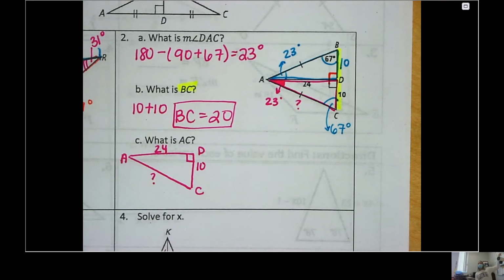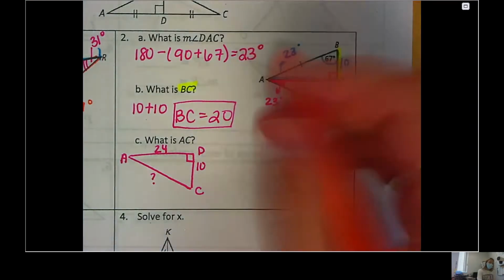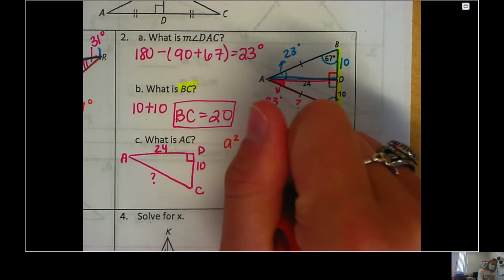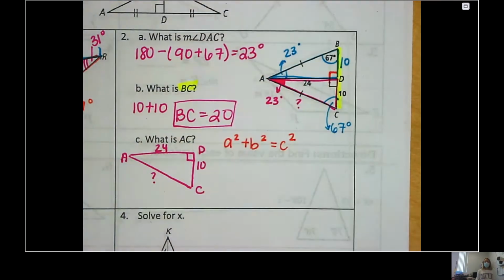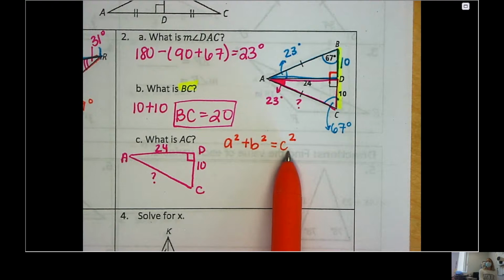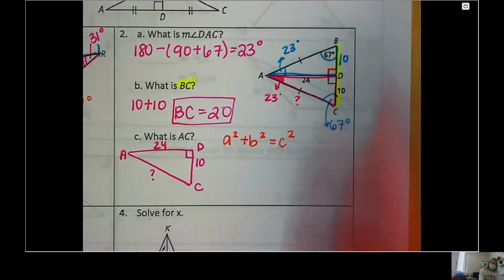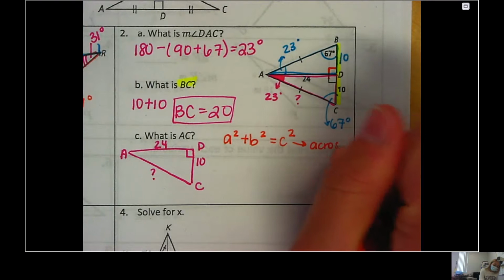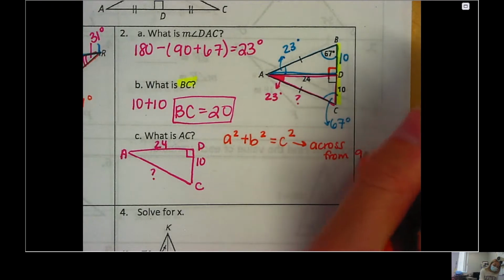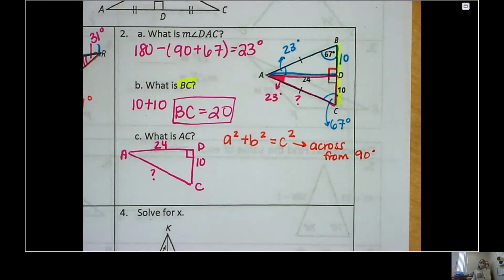So you can use this theorem when you have a right triangle and you know 2 of the 3 sides and you want to find the third side. So we're going to do a squared plus b squared equals c squared. The a and the b are the legs. The c is the hypotenuse. It's the one across from the 90. That's the only one that really matters. You can put the a and the b in either spot, but you have to put the c as the one that is across from the 90.